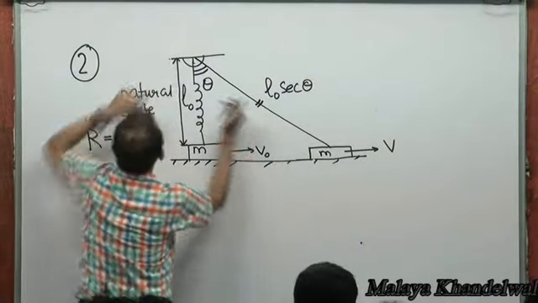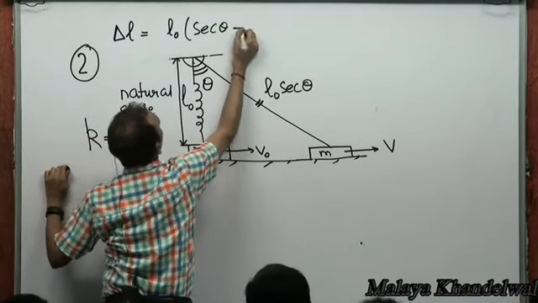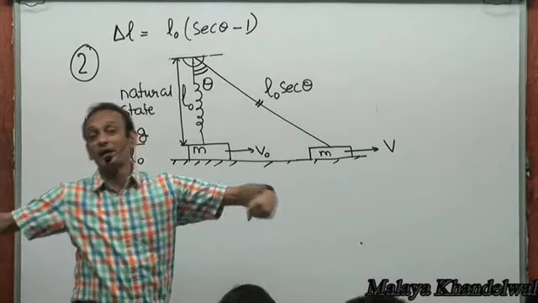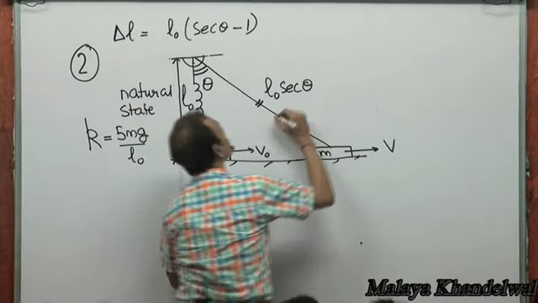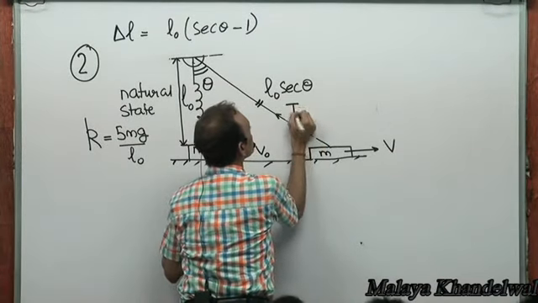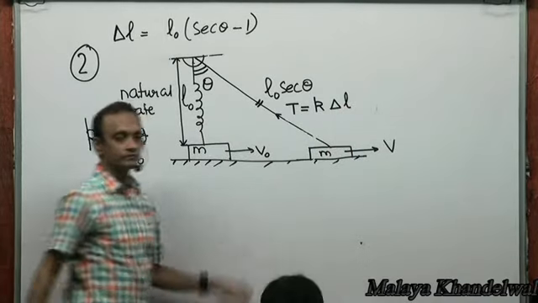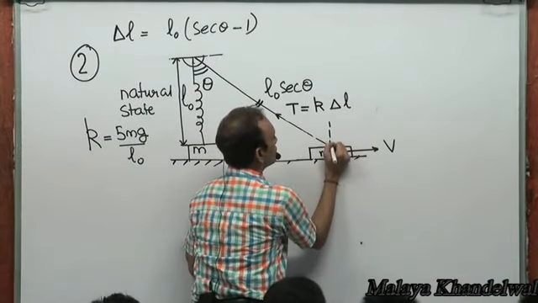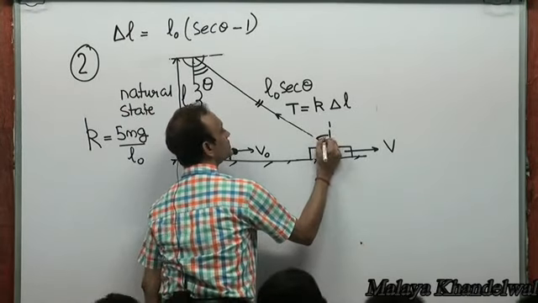What would be the elongation in the spring? Elongation in the spring is going to be L naught into sec theta minus 1, final length minus initial length. The tension in the spring, the force in the spring would be K times delta L, right? So T is going to be K times delta L. Is it not? Realize that this angle is theta.